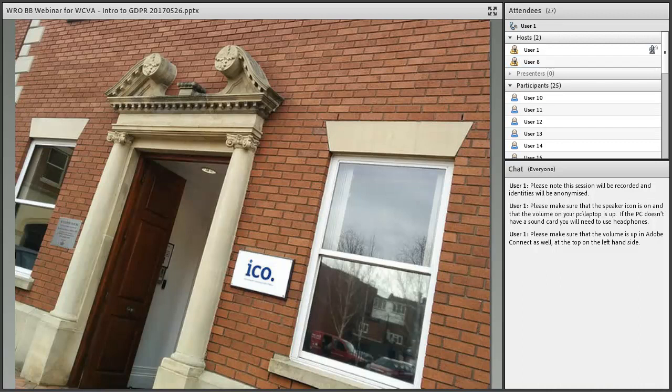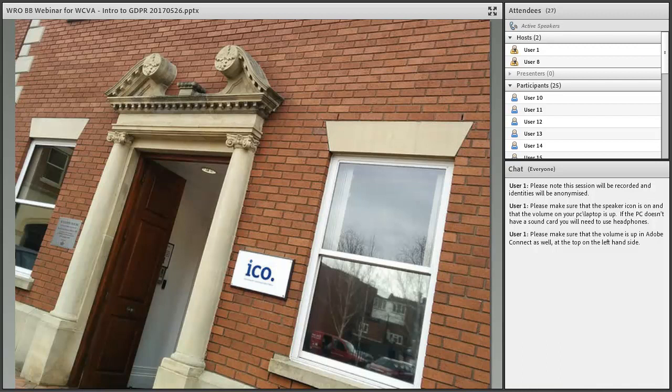Many of the ICO staff and operations actually come from our head office in Wilmslow in Cheshire, where we've currently got over 400 staff. But in addition to our head office, we've also got 3 offices in Belfast, Edinburgh and Cardiff, which were set up in 2003 as a response to devolution.